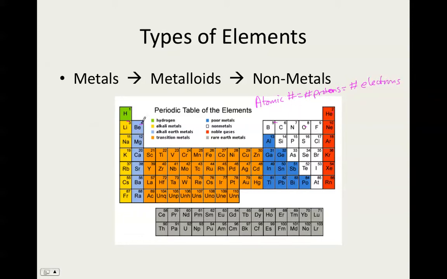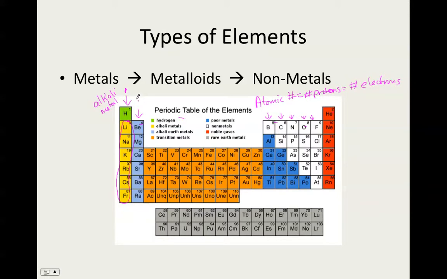In addition to the atomic number, you can also figure out which column each element is in. And what that tells you is that it's very similar to the other elements in that column. So in group 1, you have what we call the alkali metals. And all of these alkali metals are very similar with regards to their traits and the types of other elements that they react with.